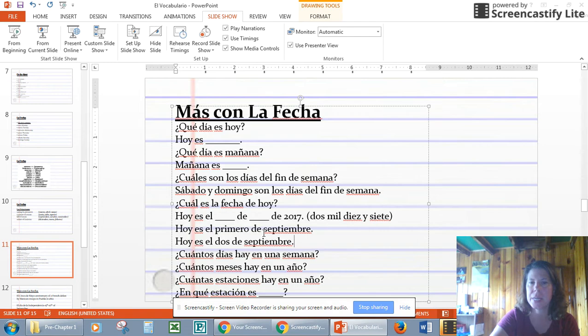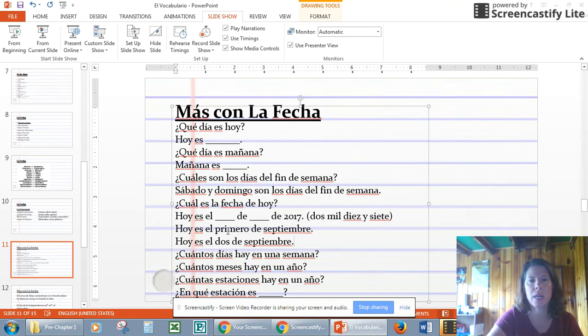Hoy es el 1 de septiembre. This is a little bit different. Instead of saying the number 1, uno, here we say it is the 1st of September, but that's the only one that we do that for in Spanish. The rest then go to the number. Hoy es el 2 de septiembre. Hoy es el 3 de septiembre. Hoy es el 4 de septiembre.